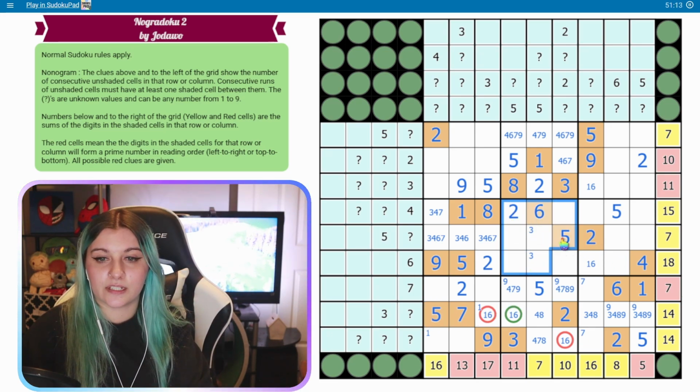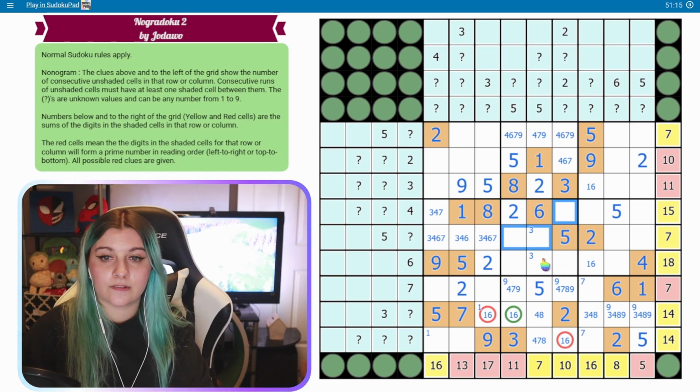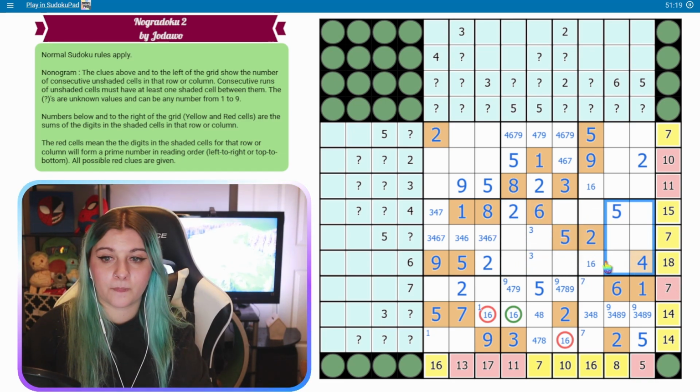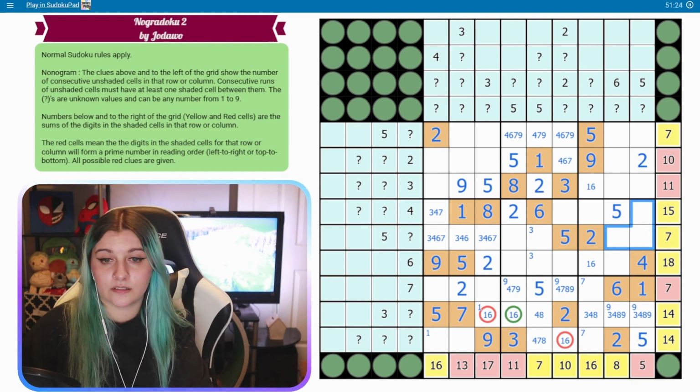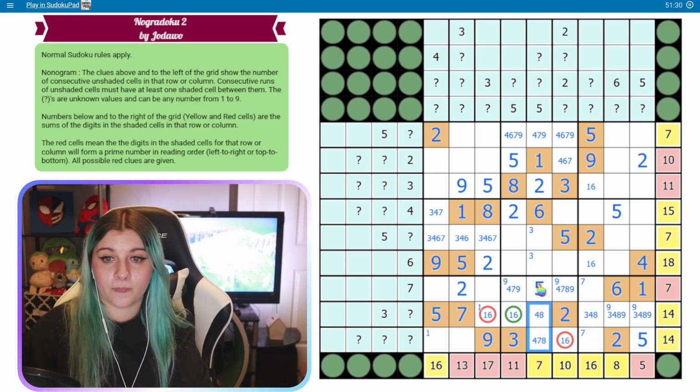Where does 9 go in here? I still don't know that. 9 over here. Still don't know that either. 9 goes here. This column.